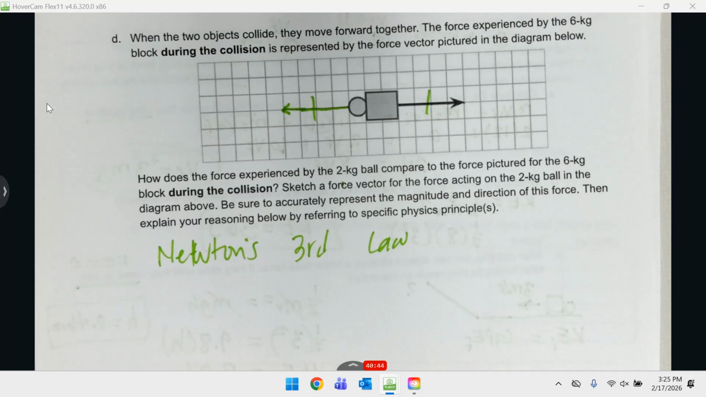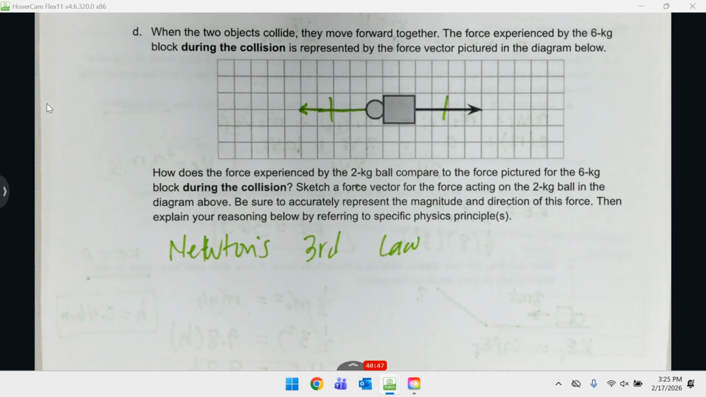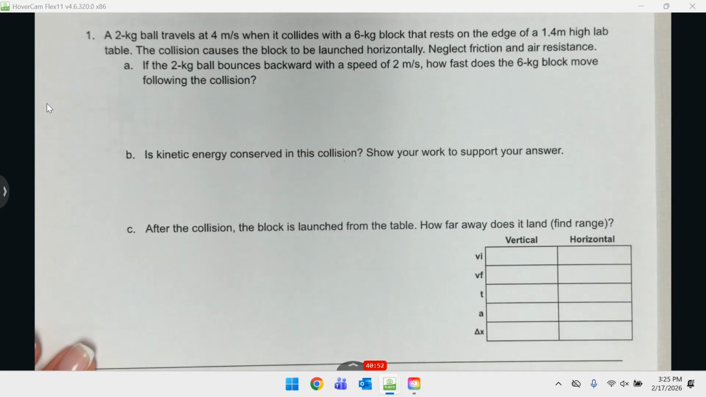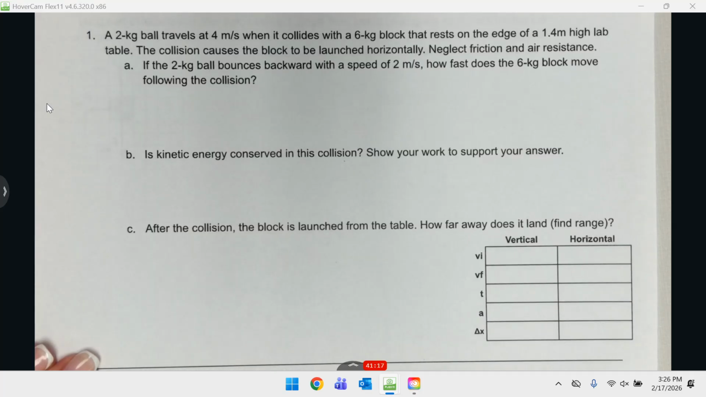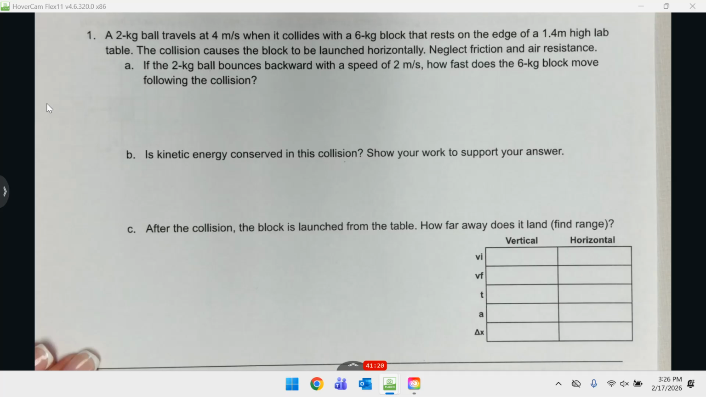All right, so again, that is the last form that was done in class. The only thing left is the makeup version for people who were absent, which looks like this. May as well work it out, give you another example to look at. This one says a 2 kilogram ball travels at 4 meters per second when it collides with a 6 kilogram block that rests on the edge of a 1.4 meter high lab table. The collision causes the block to be launched horizontally, neglect friction and air resistance. If the 2 kilogram ball bounces backward with a speed of 2 meters per second, how fast does the 6 kilogram block move following the collision?